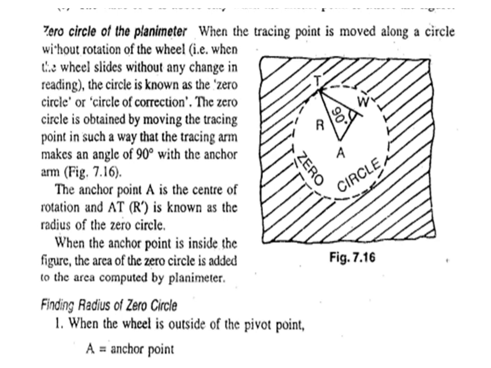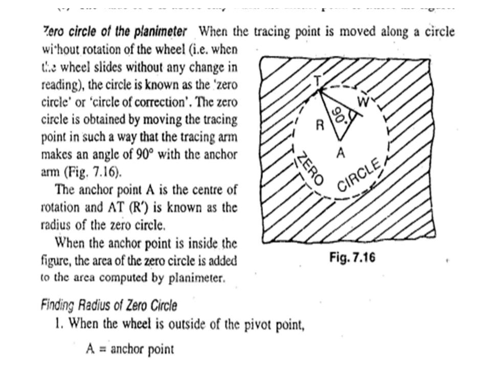The zero circle is obtained by moving the tracing point in such a way that the tracing arm makes an angle of 90 degrees with the anchor arm, as shown in figure 7.16. So T is the tracing point, A is the anchor point, W is the position of the wheel, and R is the radius of the zero circle. The zero circle is shown with a dotted line and the paper is shown in the figure. When the anchor point is inside the figure, the area of the zero circle is added to the area computed by the planimeter.